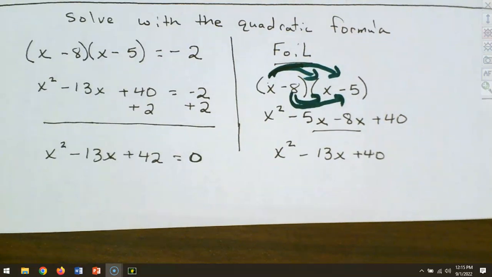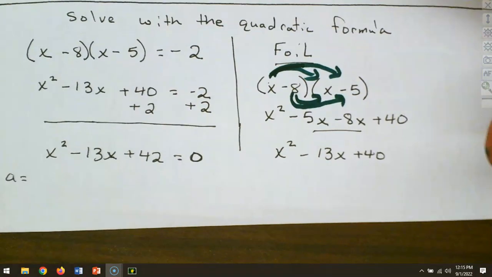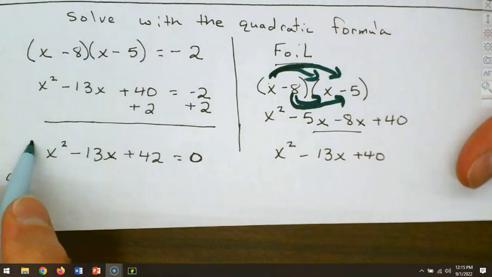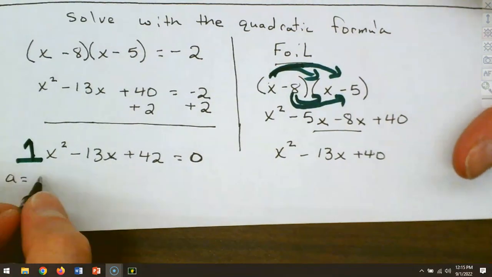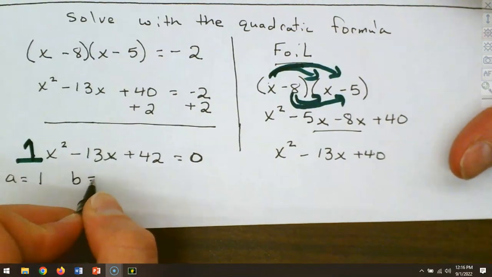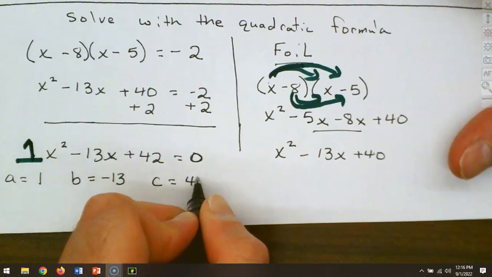Now we can finish it. And make sure it's in the correct order, which it is. Label your A, your B, and your C. No number in front of the x squared. You put a 1 there. So A is 1. B is a negative 13. And C is 42.